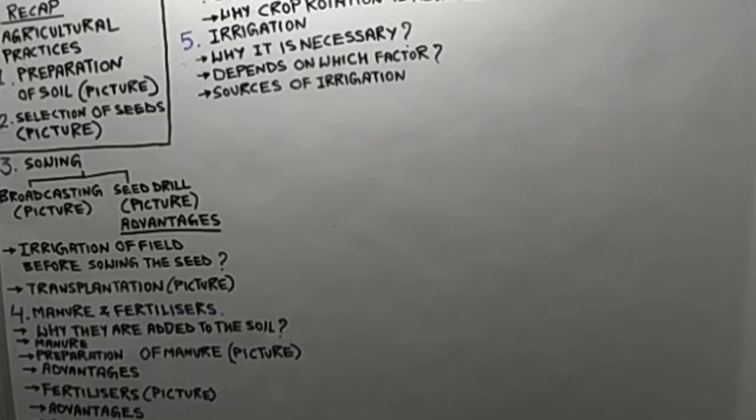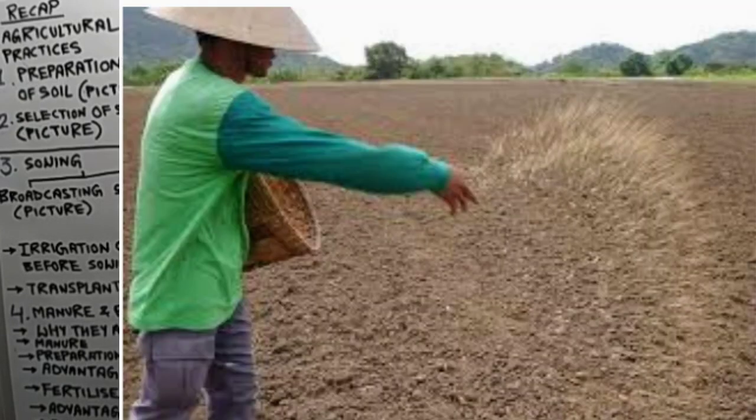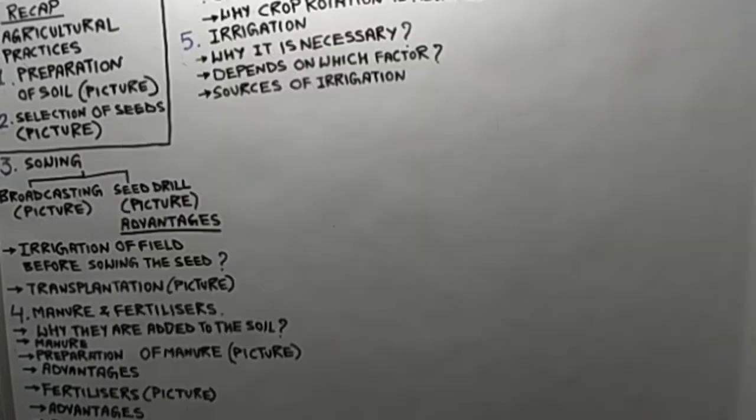Now after the selection of good seeds, the third activity which is done by farmer is sowing of seeds. Now the sowing of seeds is of two types, means in two ways the farmer can sow the seeds into his fields. First one is the broadcasting method. Broadcasting method means simply scattering the seeds into the ploughed field. As you can see in the picture, the farmer is scattering the seeds into the field.